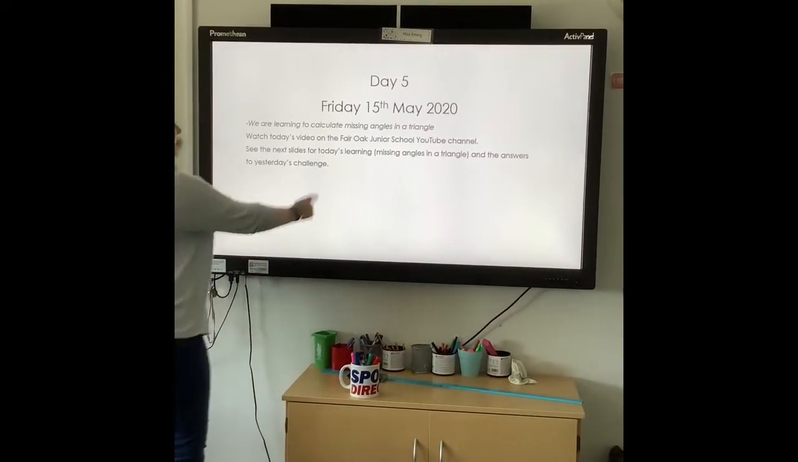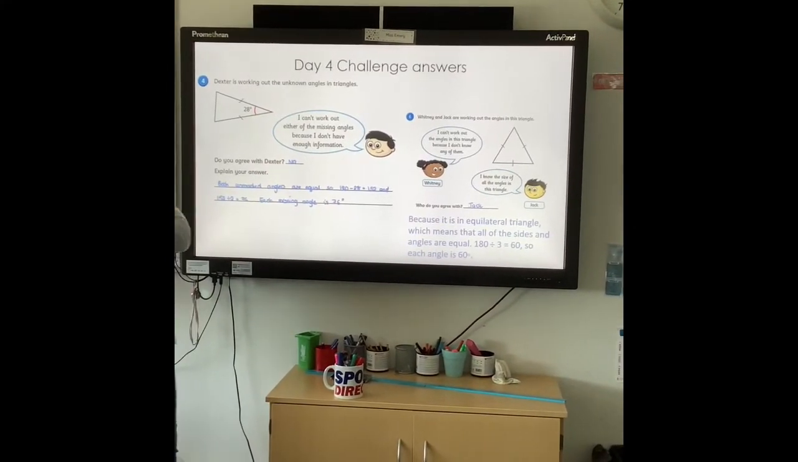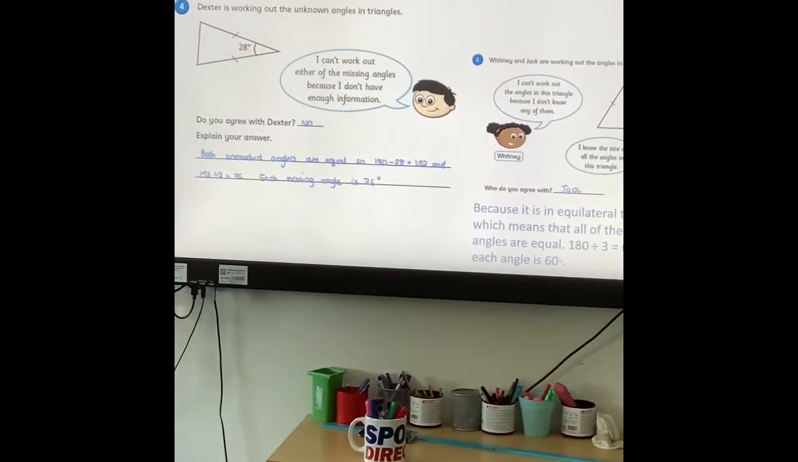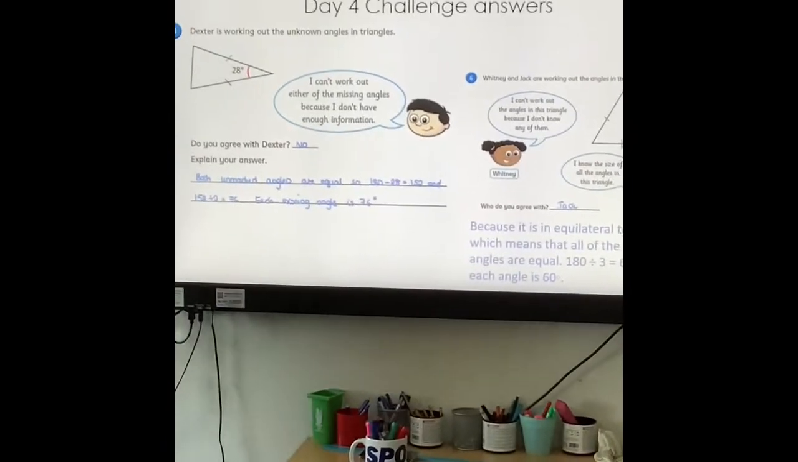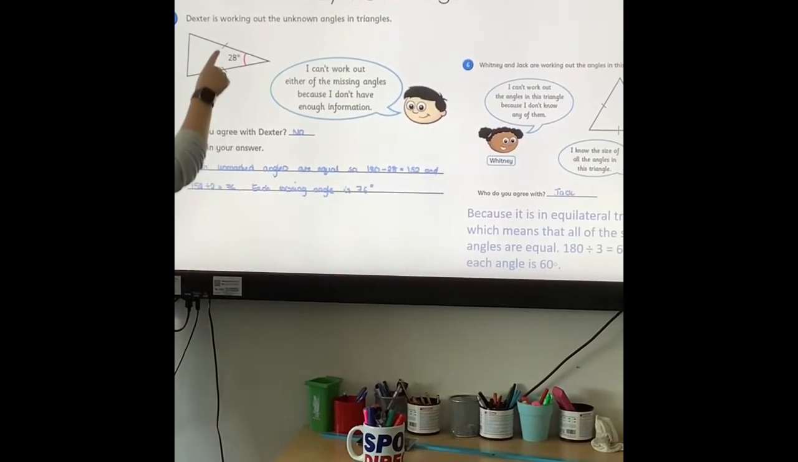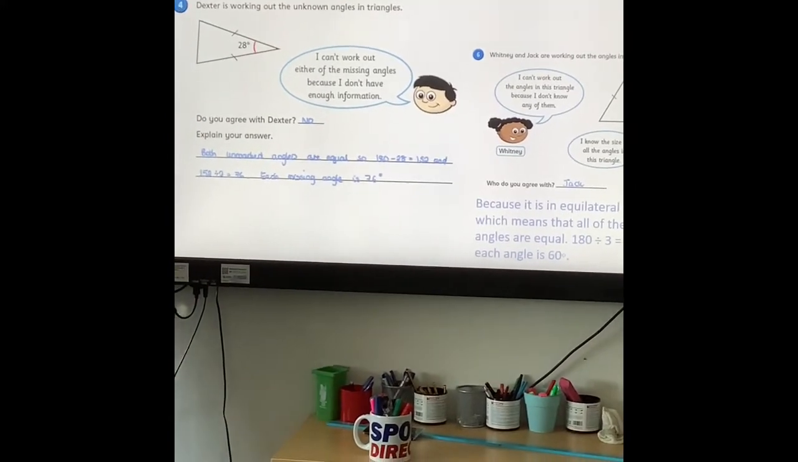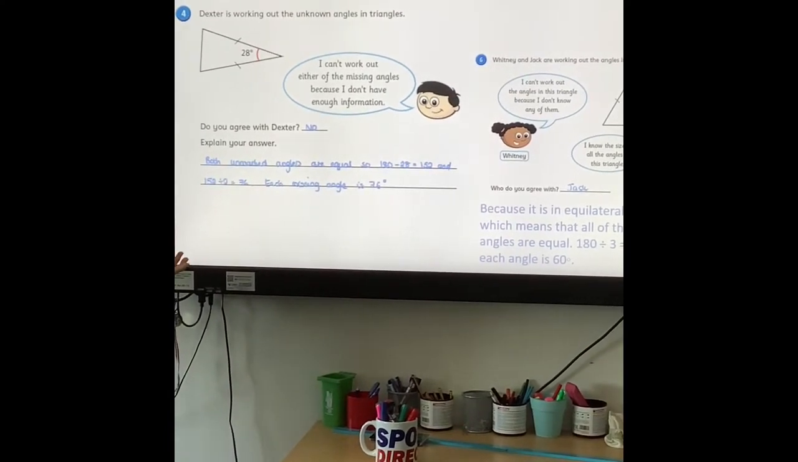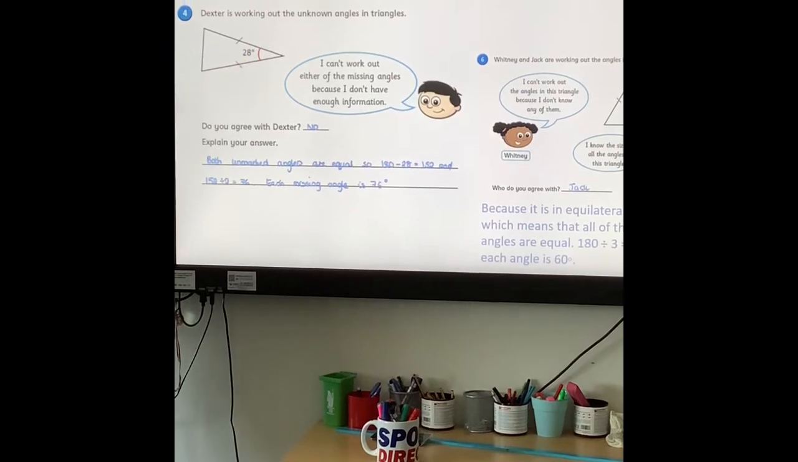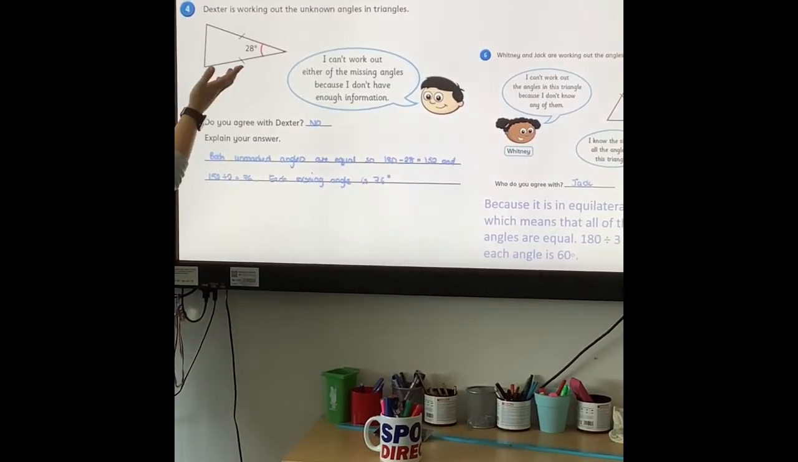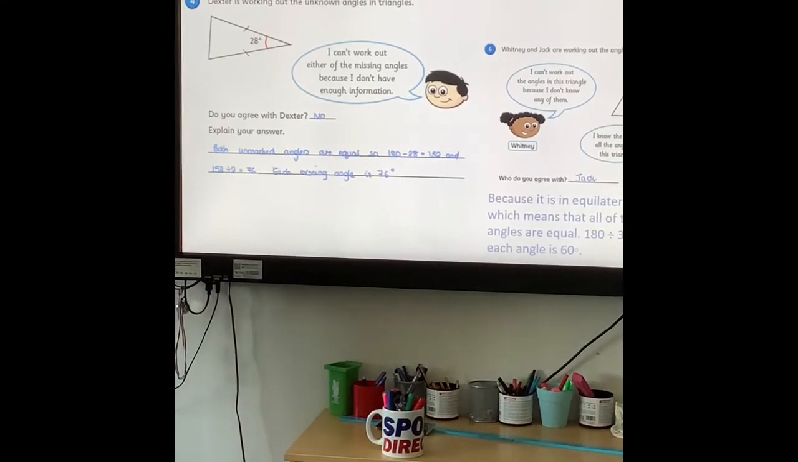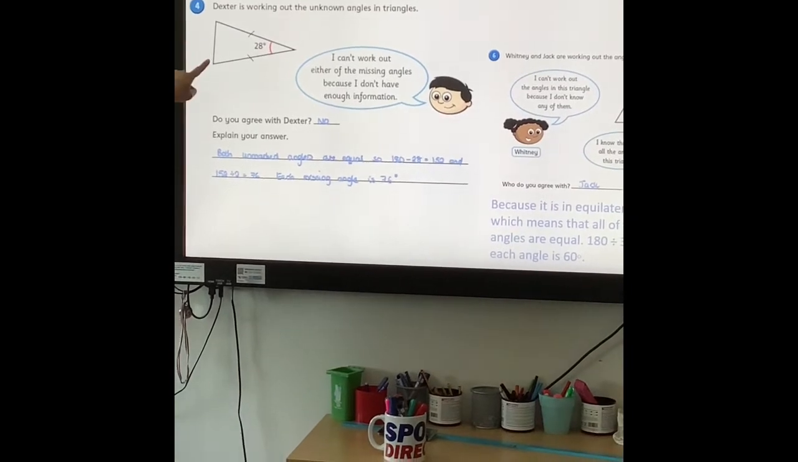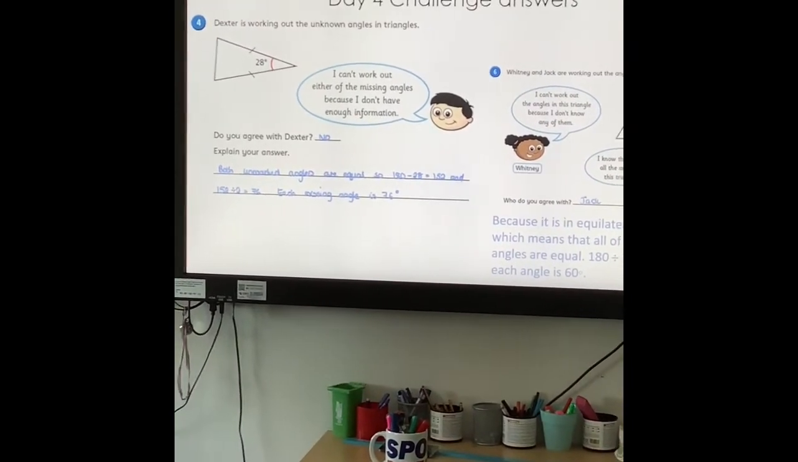So, let's continue. The challenge yesterday. Now, Dexter said he was working out the unknown angles and he said he couldn't do it because he didn't have enough information. However, this is an isosceles triangle because we have two markers here that show us that they are equal in length. That also means that these two angles here are the same. So if you have 180 degrees for the whole triangle and you take away 28 degrees, it gives you these two together. Then you just half it and you've worked out what they are. So whilst he thought he didn't have enough information, he had all the information he needed. Each of these missing angles would have been 76 degrees.